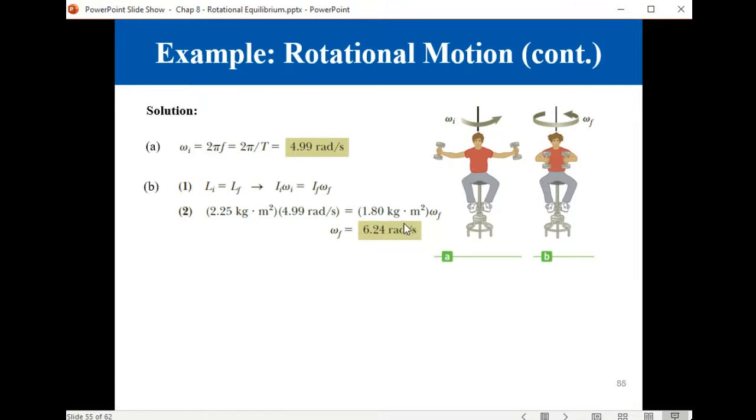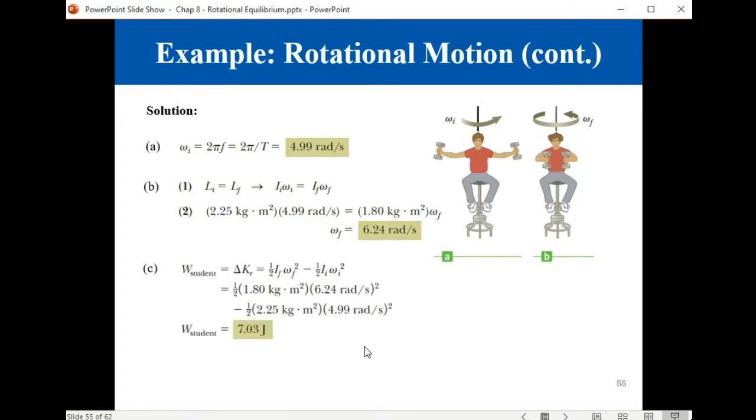Okay, so as you see, he was able to increase the angular speed by simply bringing the arms inward. So reducing the moment of inertia led to increasing the spinning velocity. Then we take the change in kinetic energy. This is equal to the work done by the student. Change in kinetic energy is half I final omega final squared minus half I initial omega initial squared. We substitute for I and for omega. Evaluate, the work is 7.03 joules.